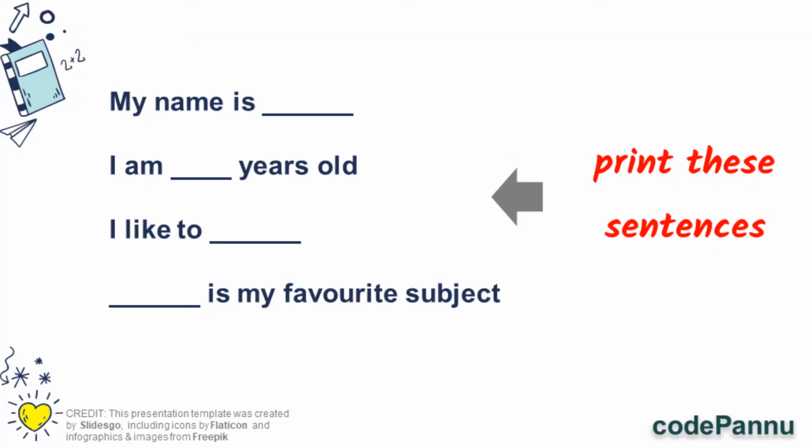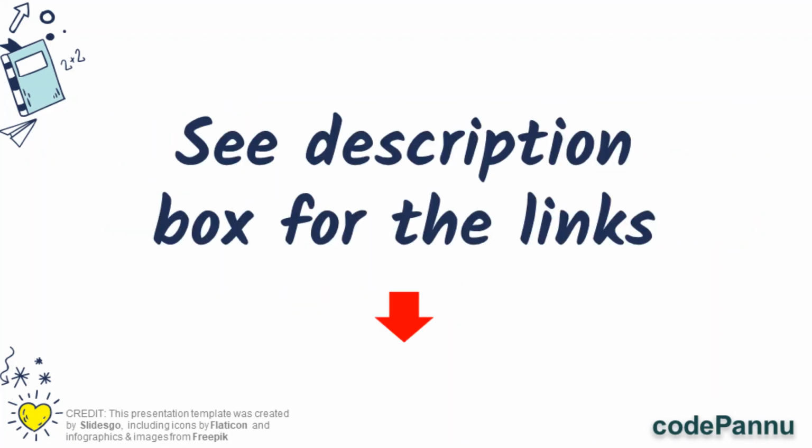If you would like to practice on an easy exercise first, you can try the second assignment of this course where we print only one variable in a sentence. The link for that assignment is given in the description box below.